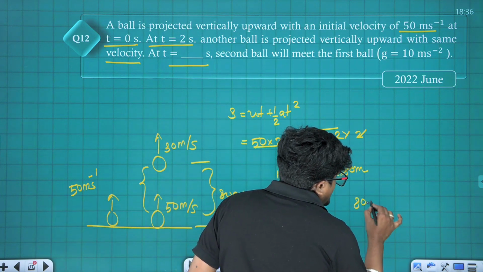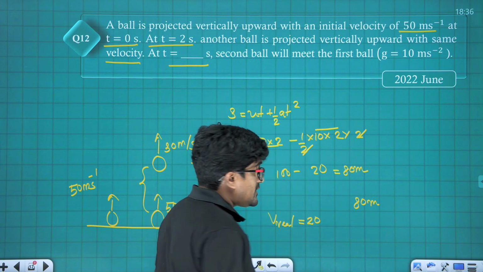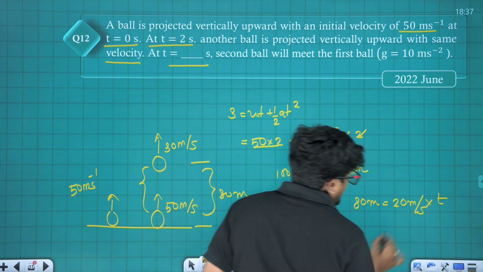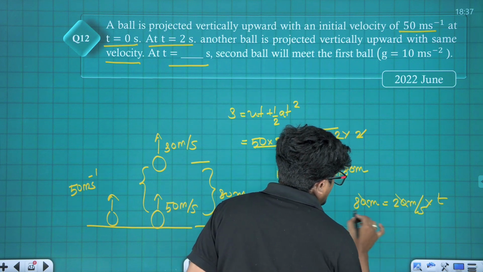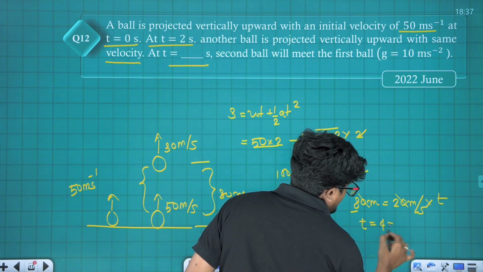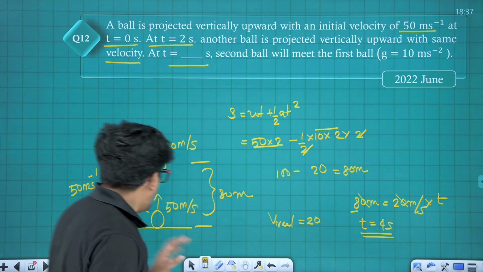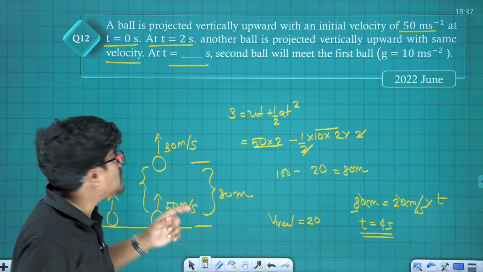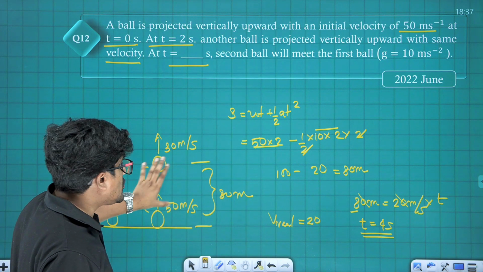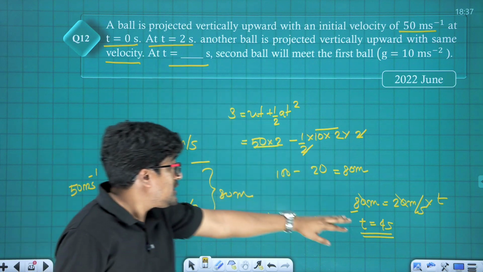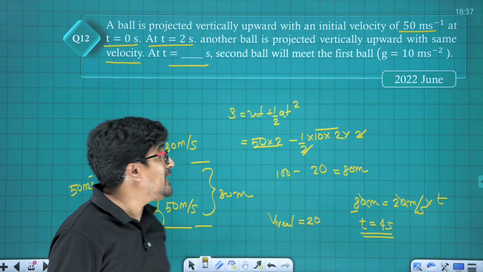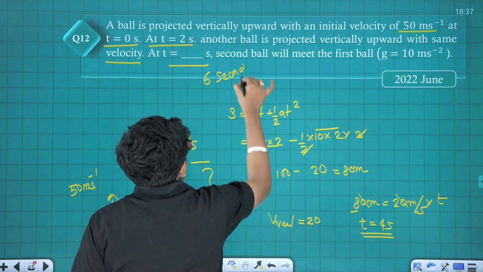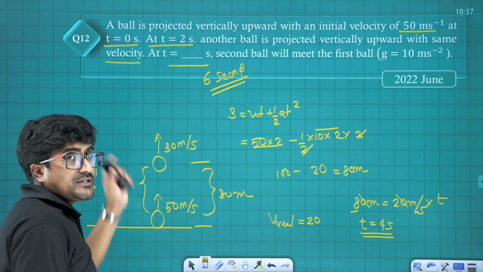So 80 meters, that is the relative separation, is equal to 20 meter per second into time taken. So of course this one and this one will cancel each other. So here this is going to be what? 4 seconds. That means in the next 4 seconds, it will be meeting. This relative motion started already after 2 seconds. Now after 4 seconds the bodies are going to meet. So the total time taken is what? 4 plus 2, that is 6 seconds. So that is the answer for this question.